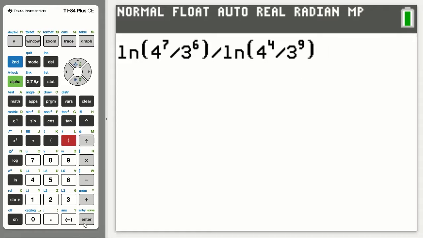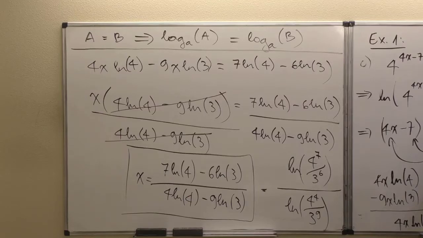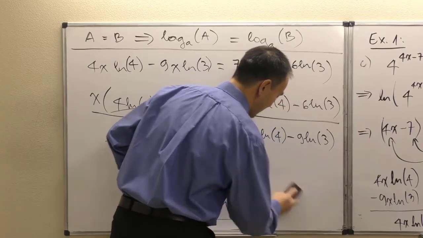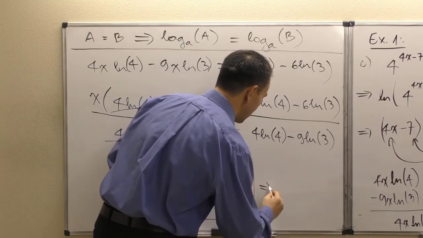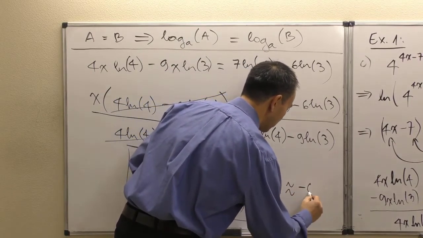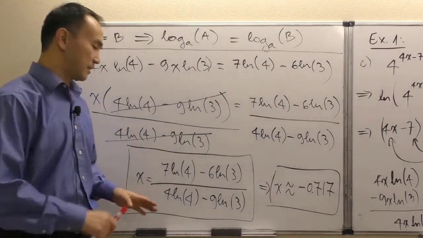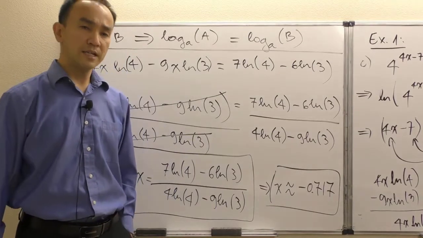So now back on the calculator, we're ready to hit enter. All right, so the answer is negative 0.71675 and a lot longer. So allow me to round to 3 decimals, negative 0.717. So now we came to an approximate for x. So x is approximately negative 0.717. That's about the value. So we can leave that in exact expression like this, or we can leave that in decimals like that.